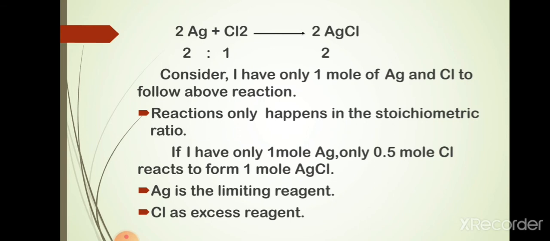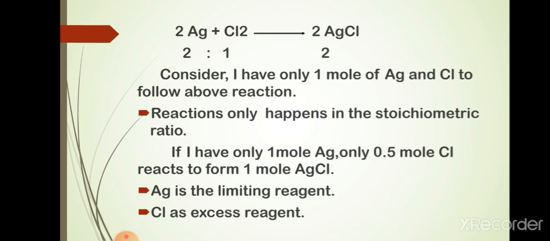For example, I have 1 mole of Ag, that is silver, to react with 1 mole of chlorine to form AgCl, that is silver chloride. The stoichiometric equation for this reaction is 2Ag plus Cl2 gives 2AgCl. Here the stoichiometric ratio is 2 is to 1 is to 2. But I have only 1 mole of silver and 1 mole of chlorine to produce AgCl. The question is, what will happen next?